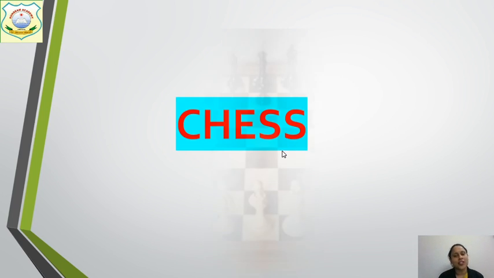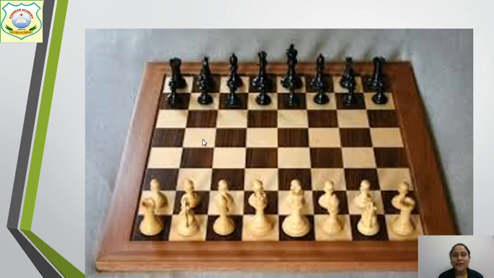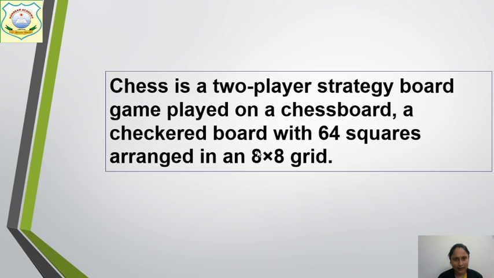Now what is there in chess? Let's see. This is a picture of chess. It is played between two players, the white and the black. White and black grids are there. So what is chess? It's a two-player strategy board game played on a chessboard, a checkered board. You all have seen the square boxes, with 64 squares arranged in an 8 by 8 grid.